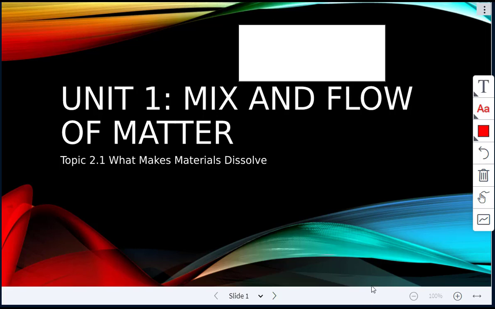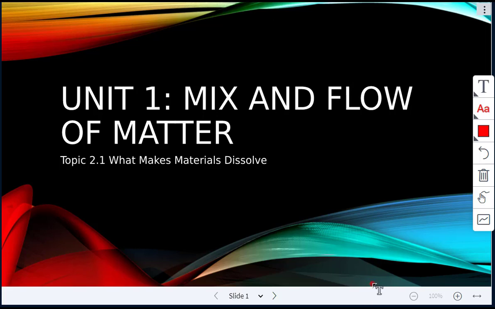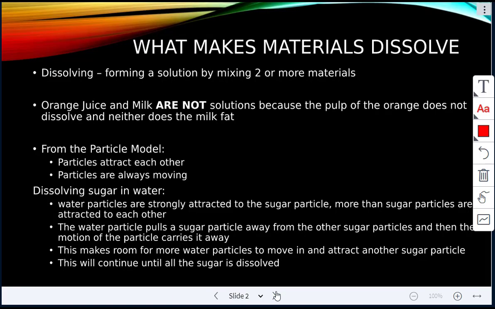Today's lesson is on the second part of topic 2, and we're going to continue looking at mixtures as well as solutions, and we'll also look at what makes materials dissolve. So we're going to start by talking about dissolving.